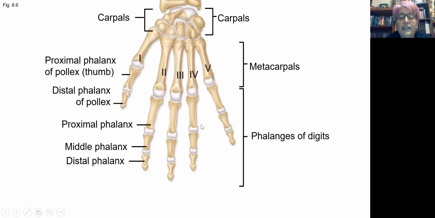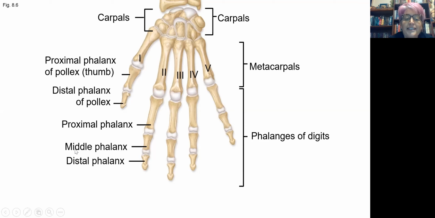Then when we look at the phalanges, we see that the thumb has 2 phalanges. Now, phalanx is the singular of phalanges. Okay, so you have 1 phalanx here, 1 phalanx here. So a proximal phalanx and a distal phalanx together, 2 phalanges, make up the pollex. And then fingers 2 through 5 each have 3 phalanges: proximal, middle, and distal.